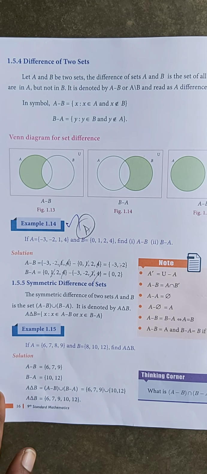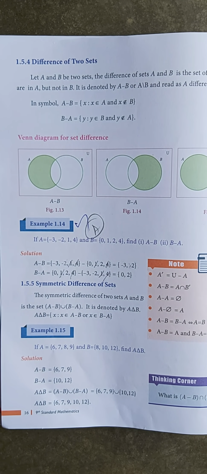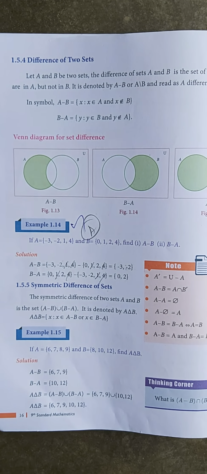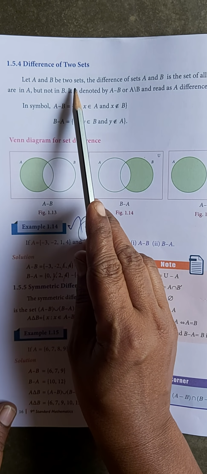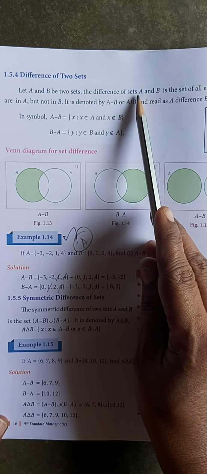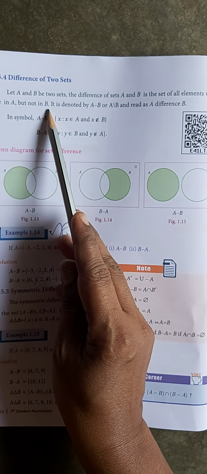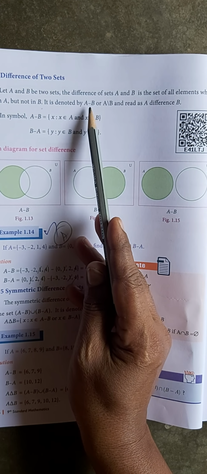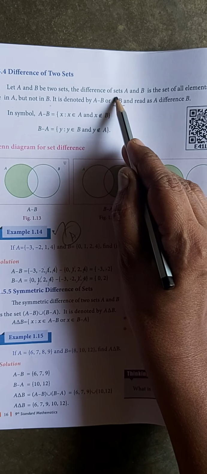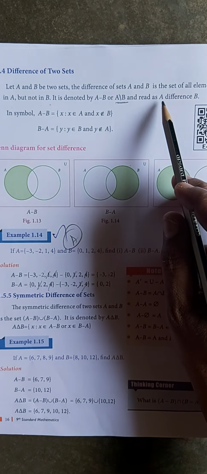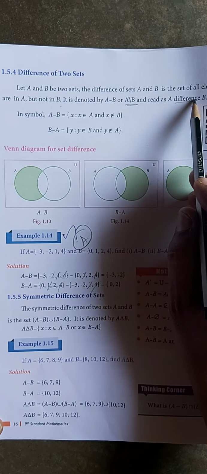Difference of two sets. Difference of two sets, you have already studied. Difference means subtraction, same here also. Let A and B be two sets. The difference of sets A and B is the set of all elements which are in A but not in B. It is denoted by A minus B or A slash B, and read as A difference B. The slash only says difference.